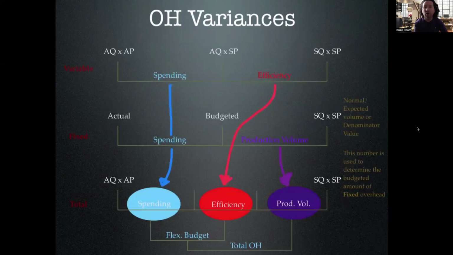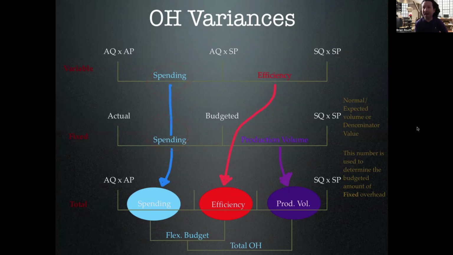All right, so let's look at overhead variances. Remember, there are three charts for overhead variances. We have variable overhead, which looks just like materials and labor. We have fixed overhead, which has a spending and a production volume variance, and we have the total. So total's pretty simple. You just bring down the two spending variances.